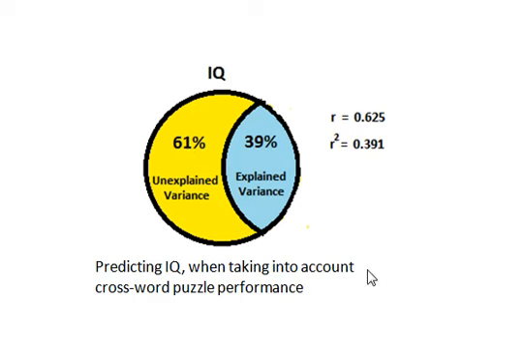If our correlation was R equals 1, 1 squared would be 1, and we would be accounting for the entire variance. All those dots would fall along the line. In this case, we've done a good job.